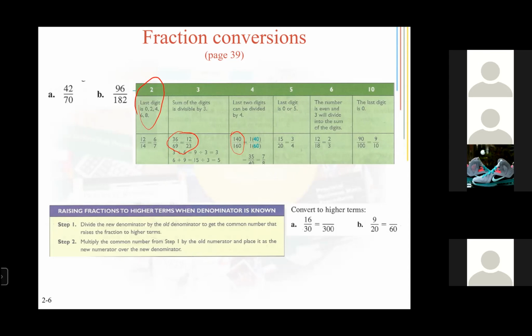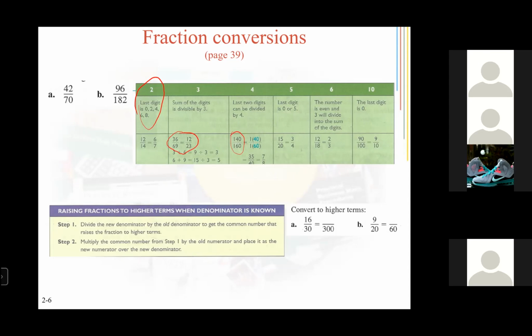In the next number, it's 160. The last 2 digits would be 60. 60 is divisible by 4, so it means 160 is divisible by 4. So any number where the last 2 digits is divisible by 4, the entire number is divisible by 4.